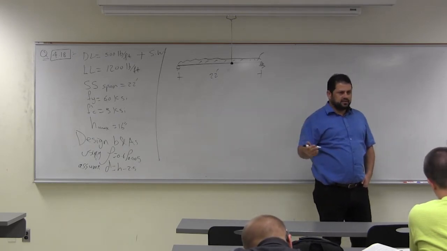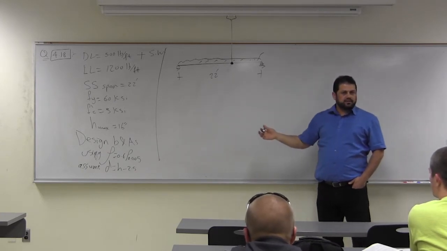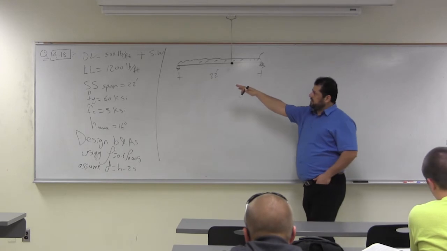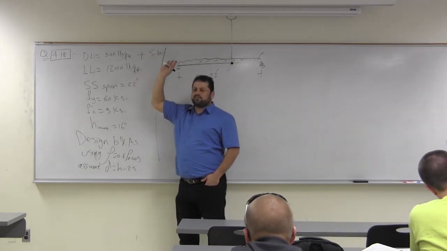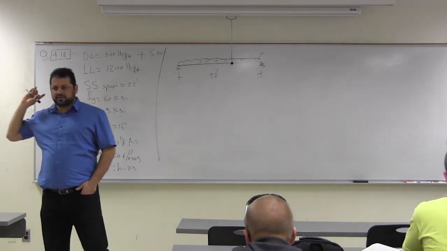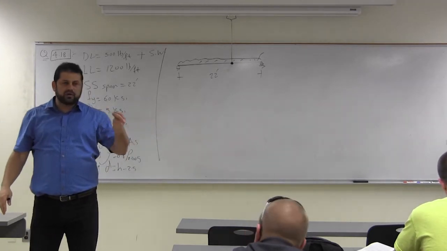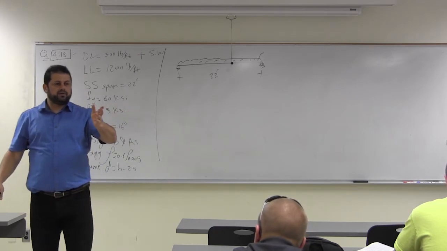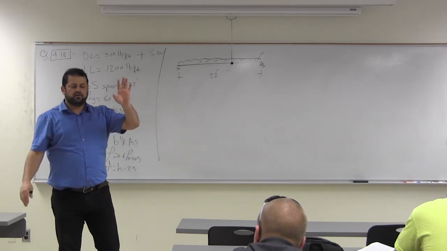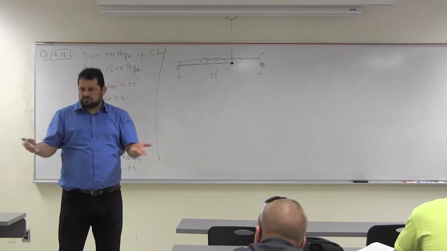Before you design, you need to find what's M ultimate from analysis. To find M ultimate, you need to find W ultimate, because these loads are service loads. It says it's 500 pounds per foot plus the self weight of the beam. How much do you think the self weight will be? It will be sizable here. He's telling you h is 16 inch, so h is 1.33 foot. So b, usually b is 1 foot.